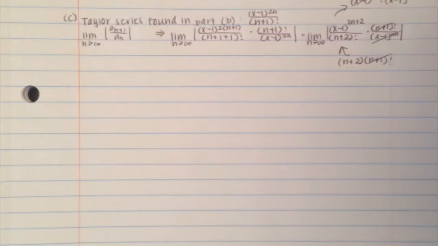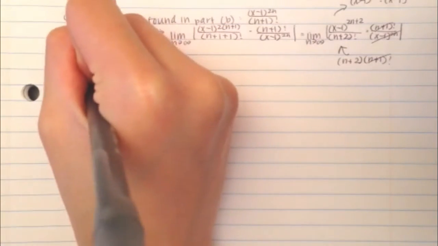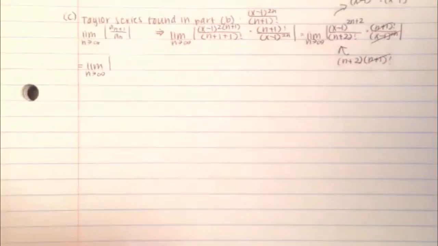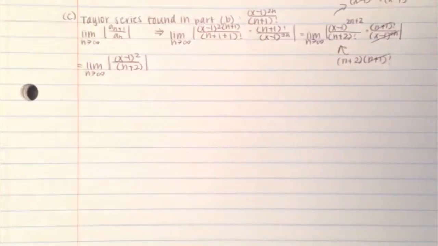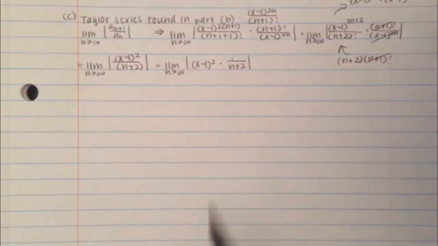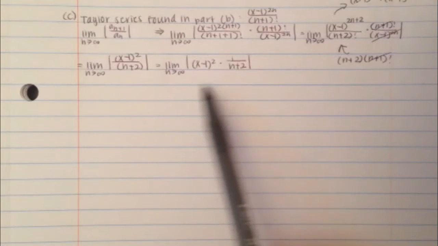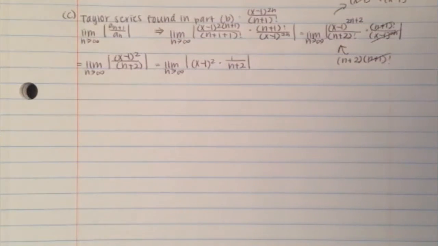So after you're done canceling out everything, you have the limit as n is approaching infinity of the absolute value of (x minus 1) squared over n plus 2. Here I separated the x minus 1 squared and the n plus 2 because you're finding the limit as n is approaching infinity, so you can just isolate the x minus 1 squared.